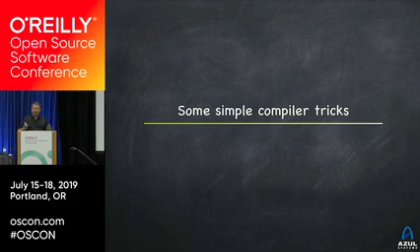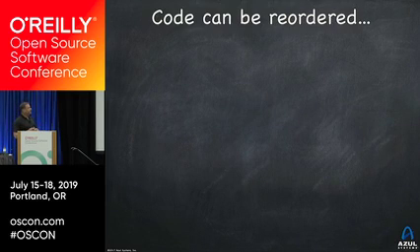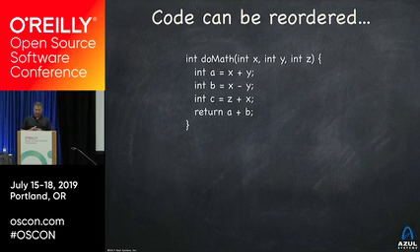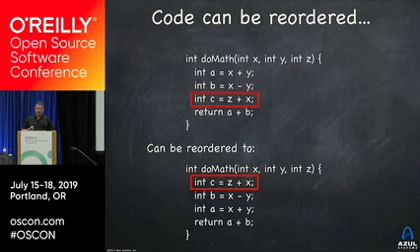So a compiler takes your code and it's going to morph it to code that it thinks will be faster, eventually generating machine code that's fast. And in doing that, it's allowed to transform your code in many ways that make it faster. So for example, here's some silly piece of code. And the compiler is allowed to reorder this code. The code doesn't have to execute in order.